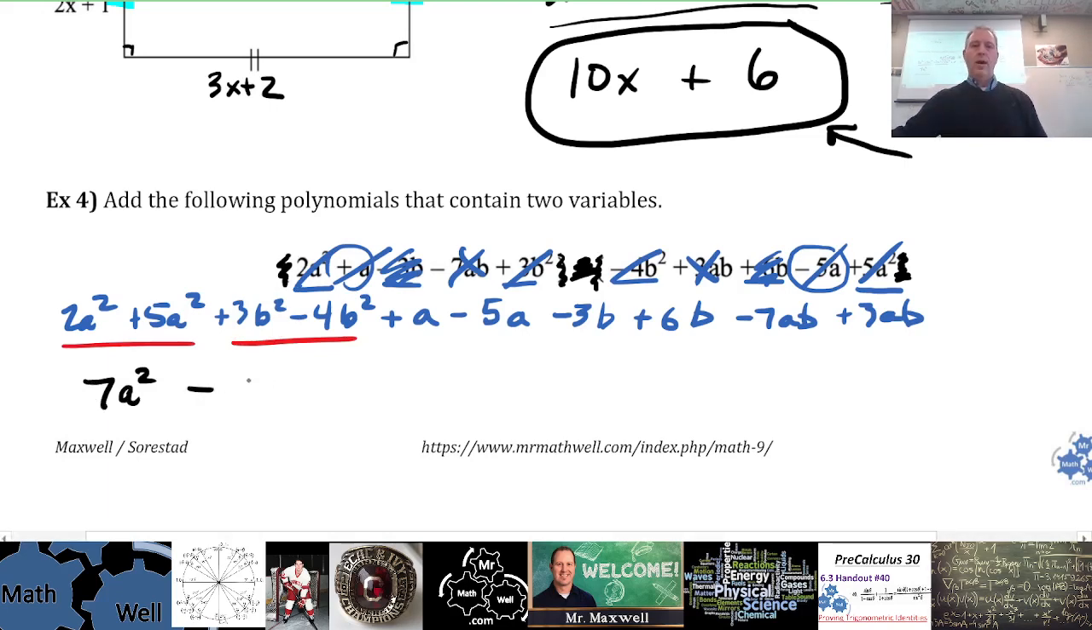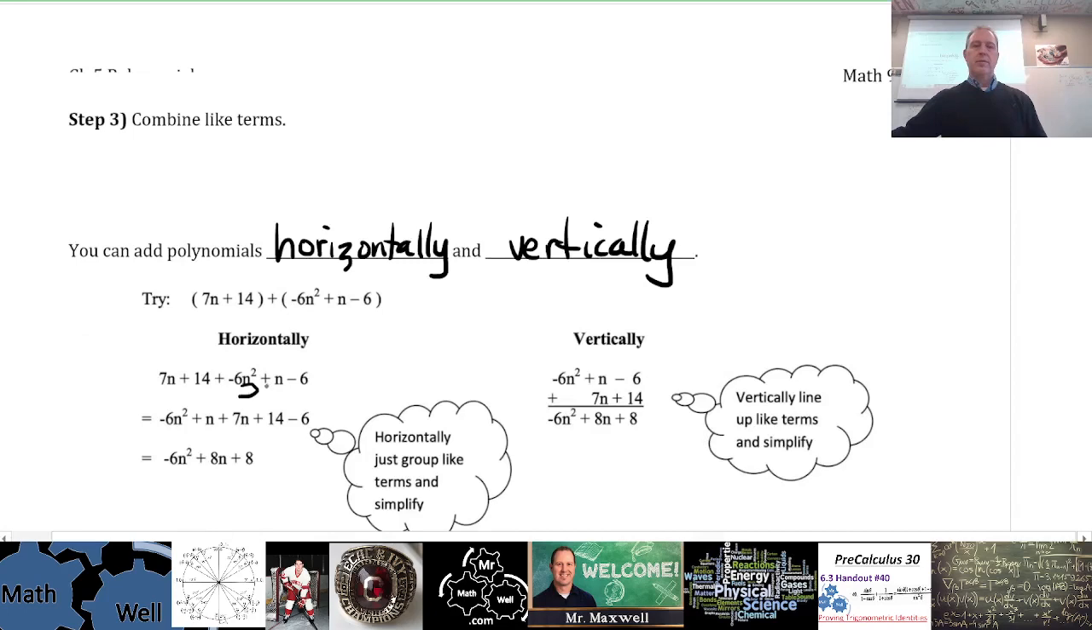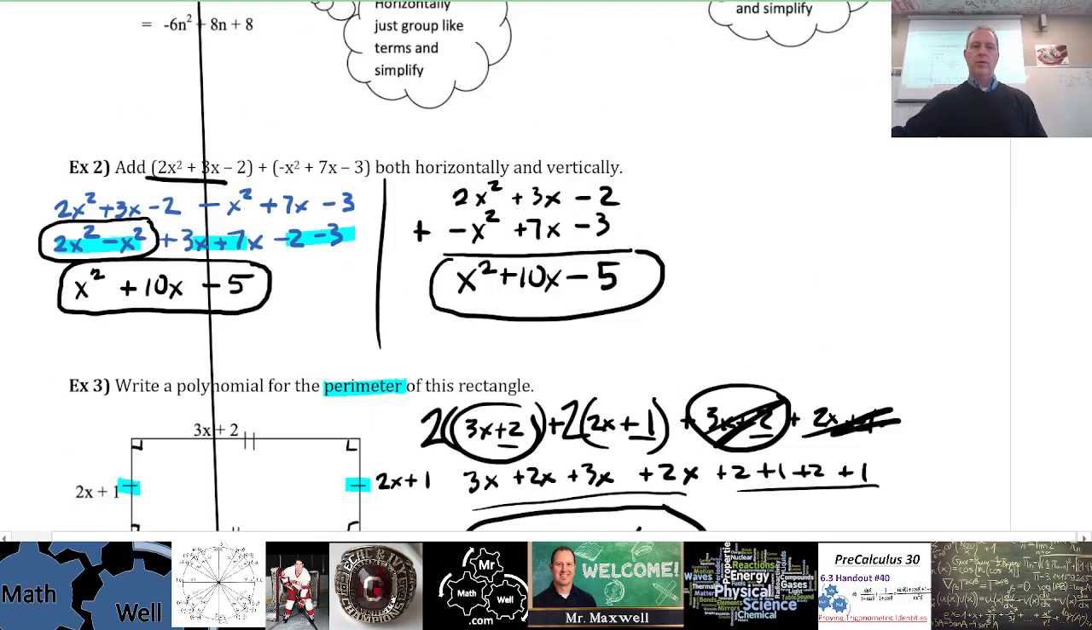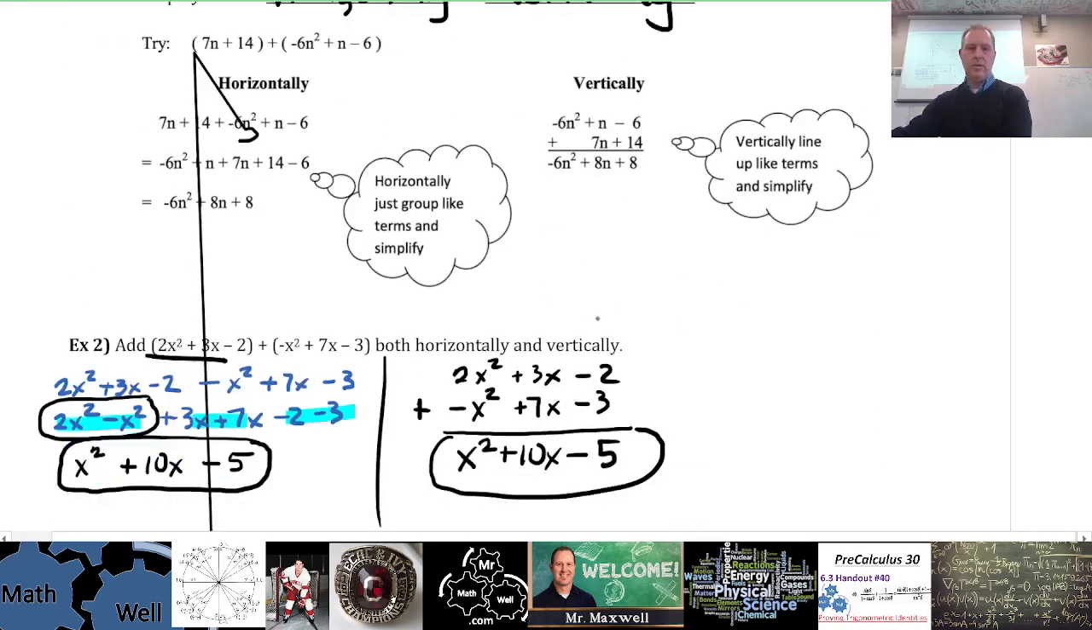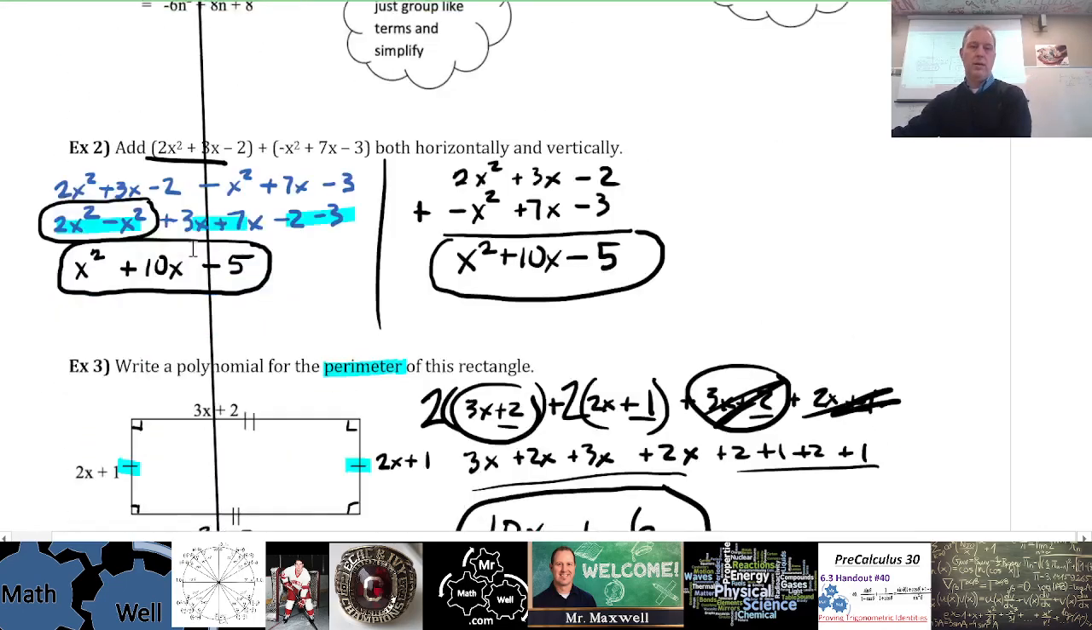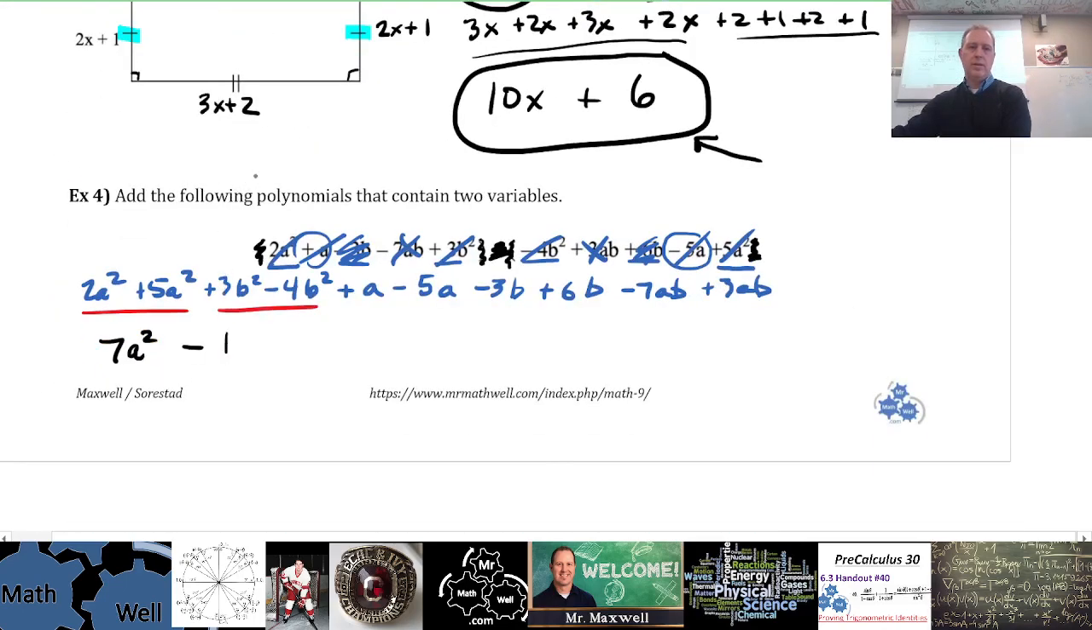Negative 1, or I'll just write negative. Okay, I have no idea what happened there. A glitch in the matrix. So negative b squared, right? Negative 1b squared, good. Here's the a term, so plus 1 minus 5. What's 1 minus 5? It's negative 4, so we're going to go negative 4a.